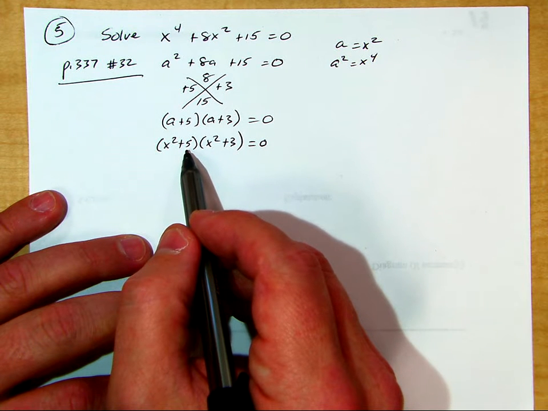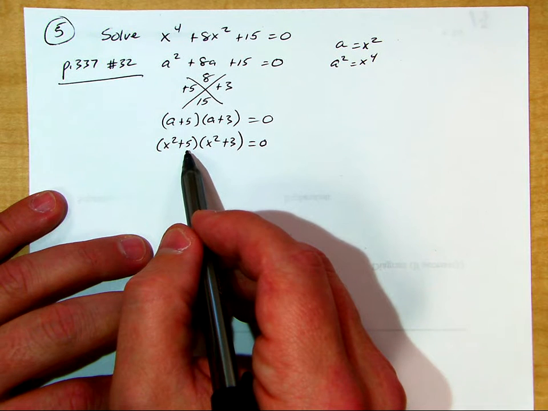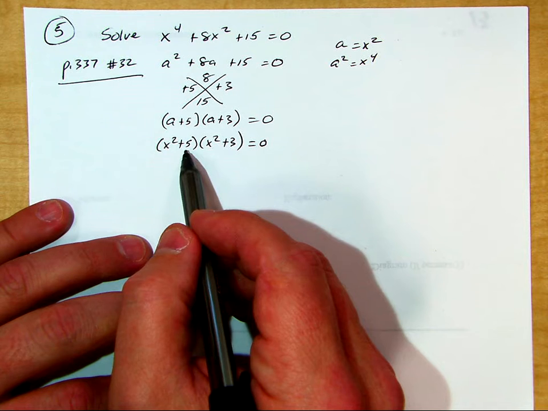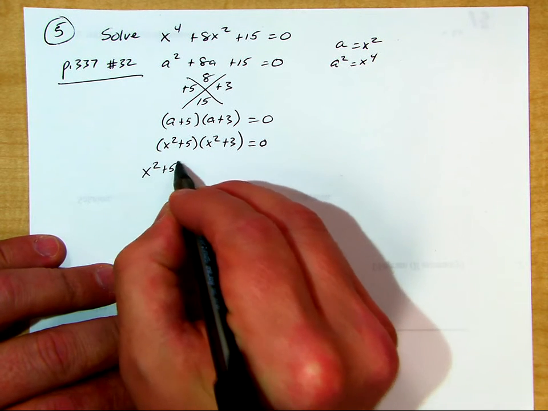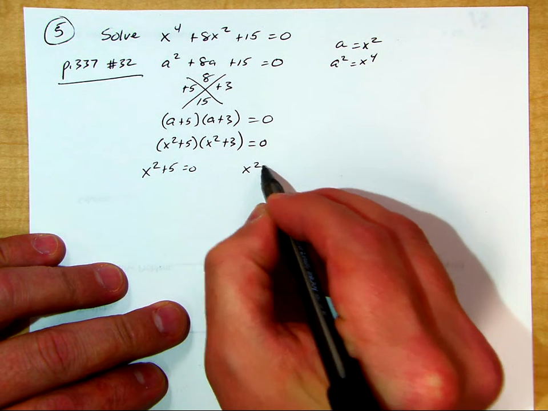In this case, we're going to have to use zero product property and properties of square roots to solve each one of these. So I'm going to set them individually equal to 0 and then go on and solve from there.